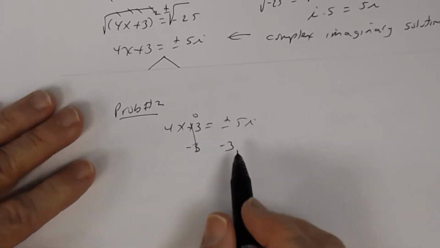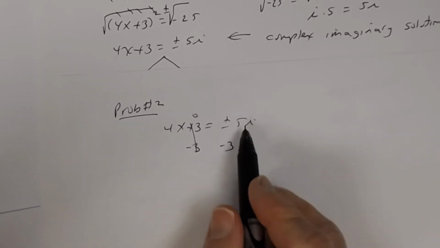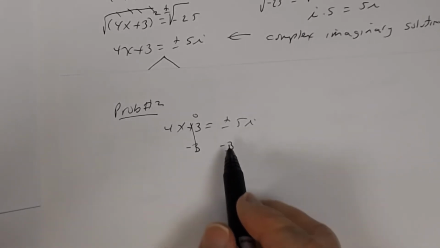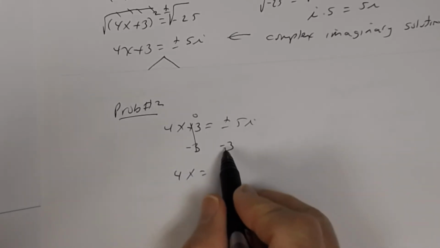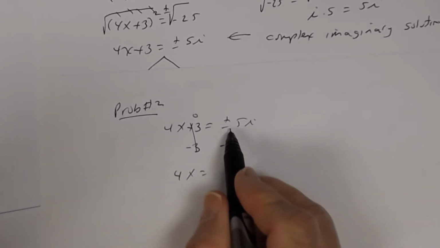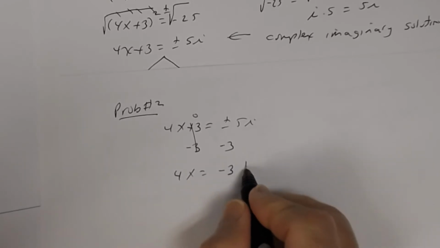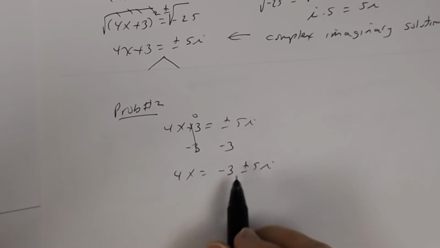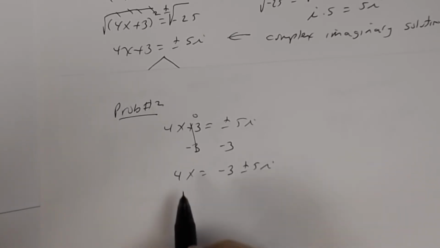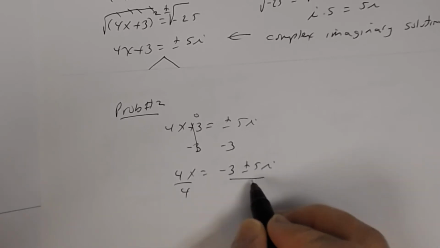Now you have to be careful at this point. Remember, these are not like terms because this does not have an i. So you have to write it like I'm about to do. You must say 4x equals negative 3 plus or minus 5i. You must write it like that because those are not like terms. This has an i, this does not. And then all you do is divide both sides by 4 and you're done.